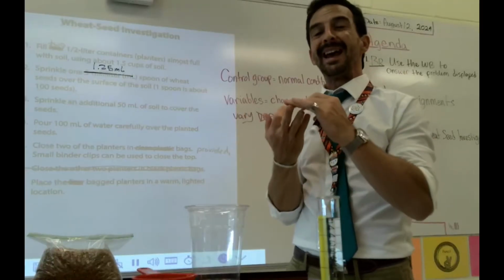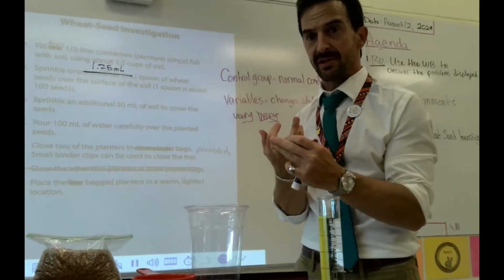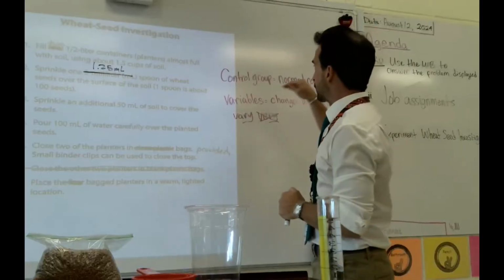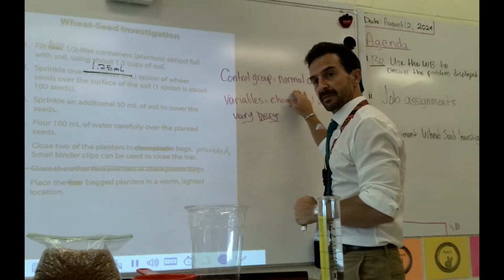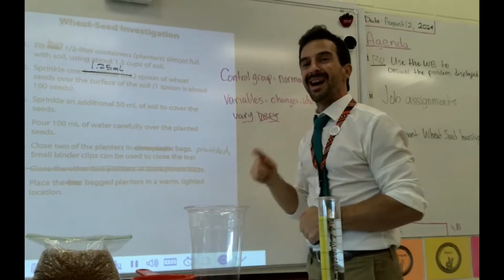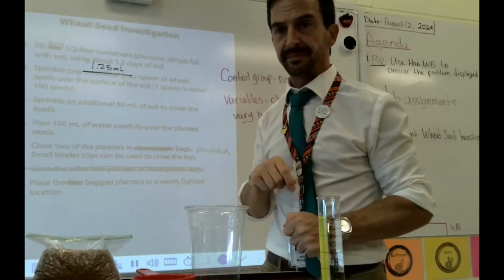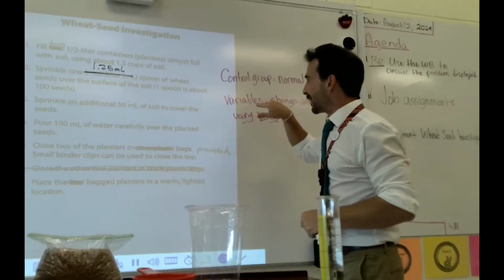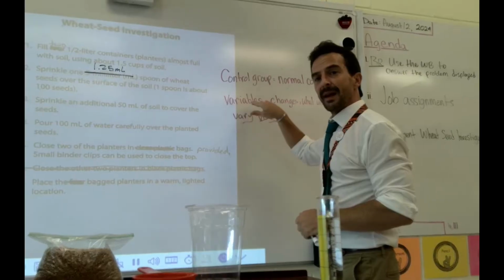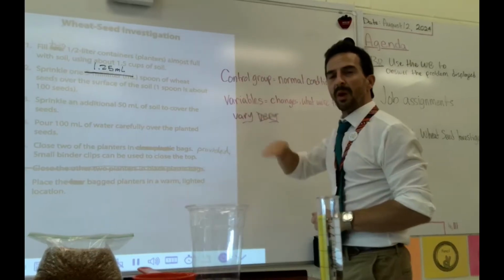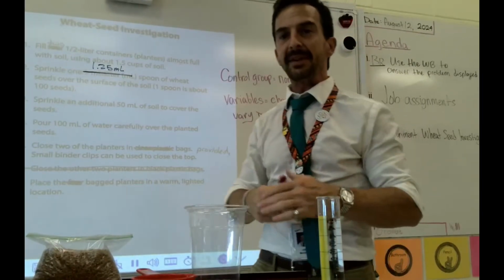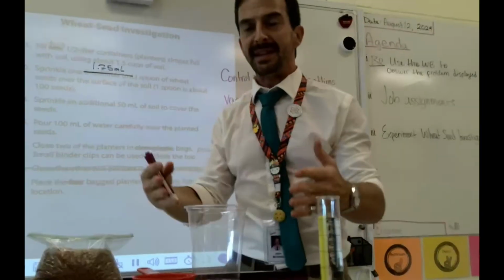So which one of those three groups would be under normal conditions? The group that is not in a bag at all. They will have access to plenty of water, plenty of carbon dioxide, and plenty of sunlight. All right, so the control group is the group grown under normal conditions, which is the group that we are not putting in a bag.